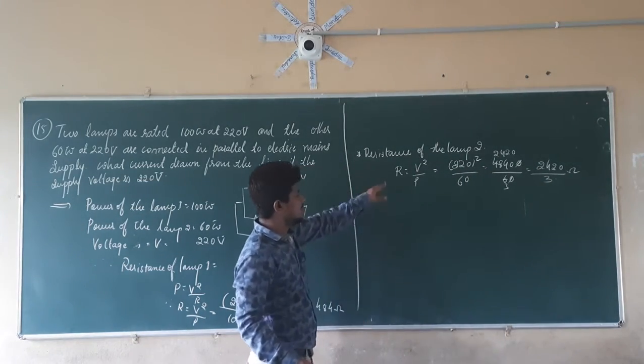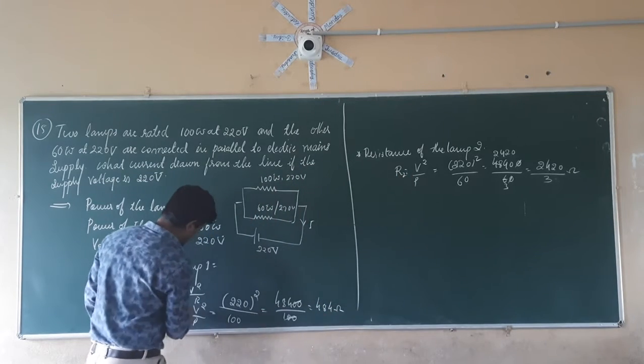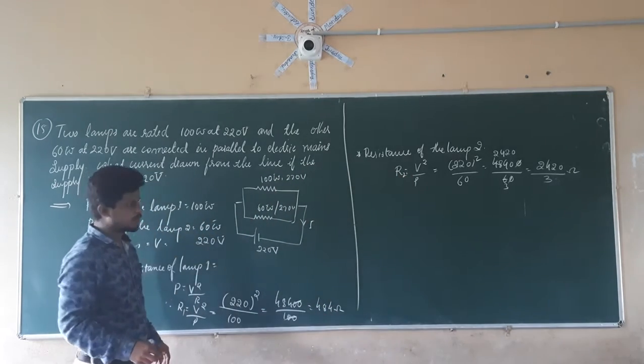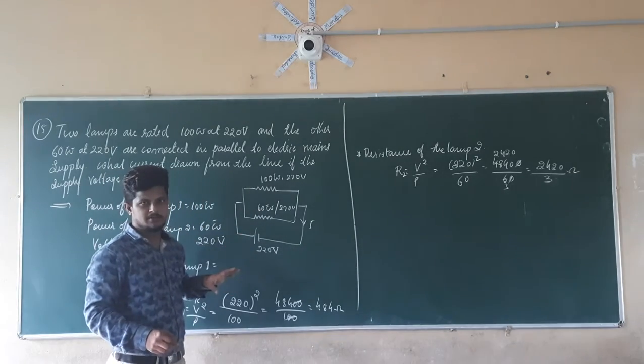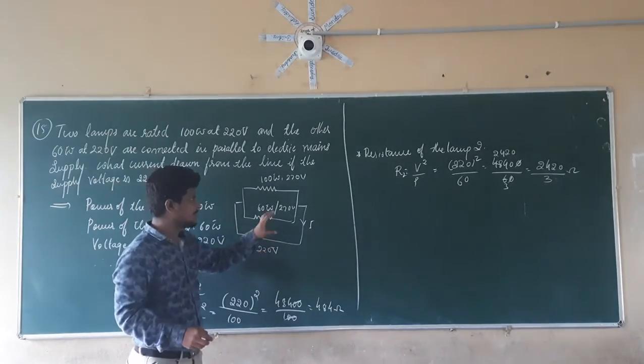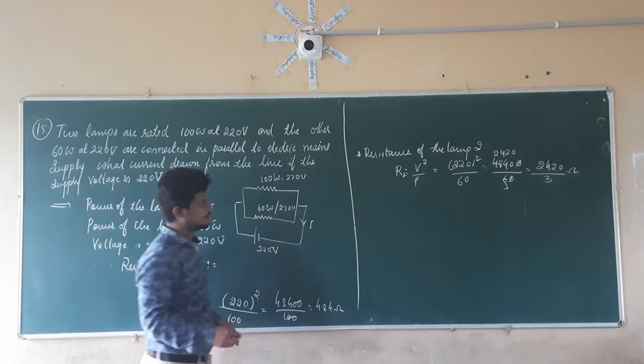Right. So we have the resistance of lamp 1 as R1 and the resistance of lamp 2 as R2. We calculated R1 and R2. So how are they connected here? They are connected in parallel. So we have to calculate the total resistance of both the lamps together, that is nothing but RP.